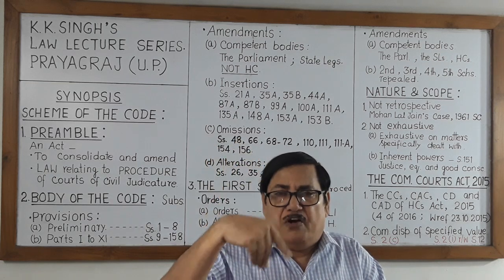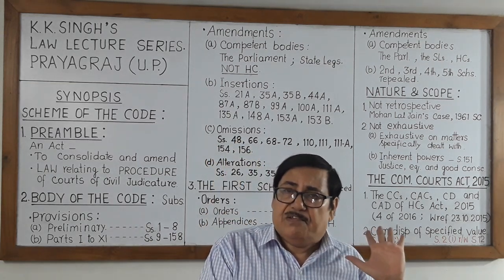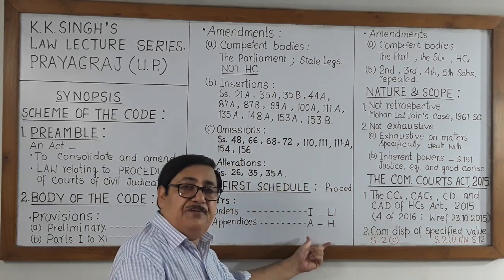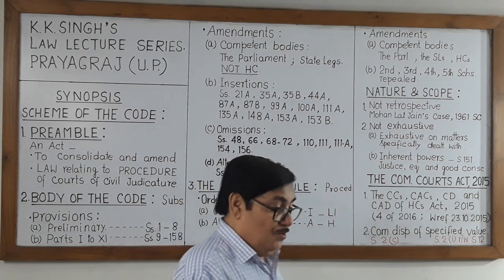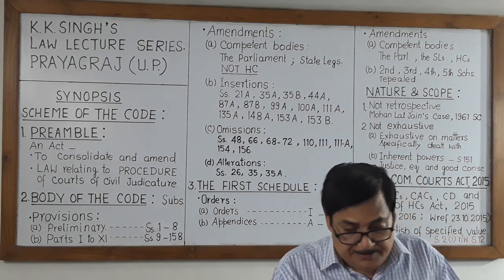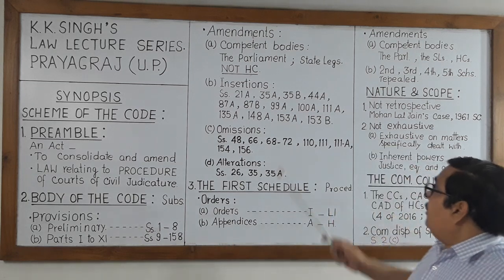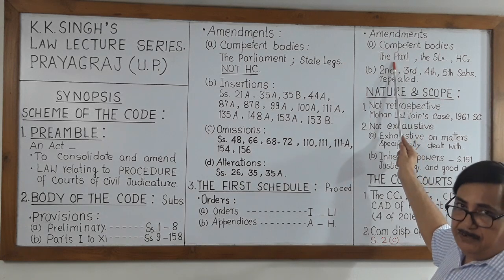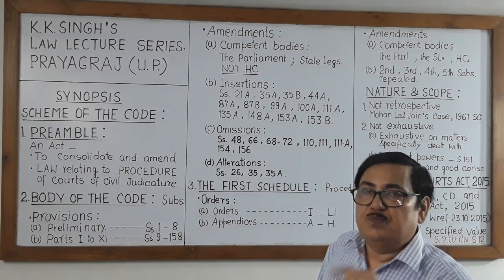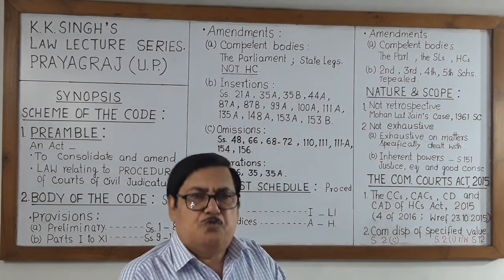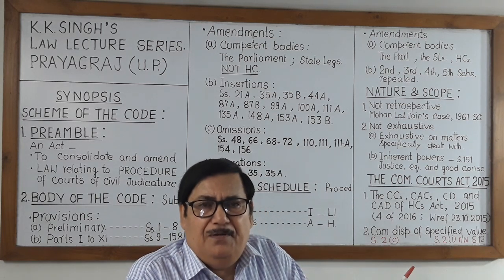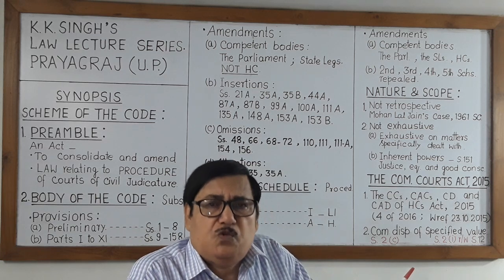Various procedural pro forma have been given in these appendices, A to H, 8 in number. So this is the first schedule. This is procedural in nature, and it can be amended by the union parliament, by the state legislatures, and also by the high courts.